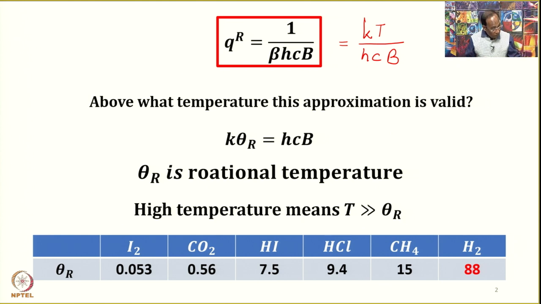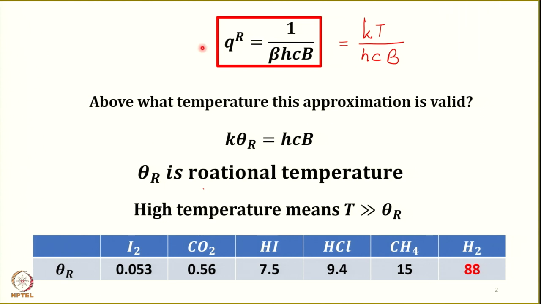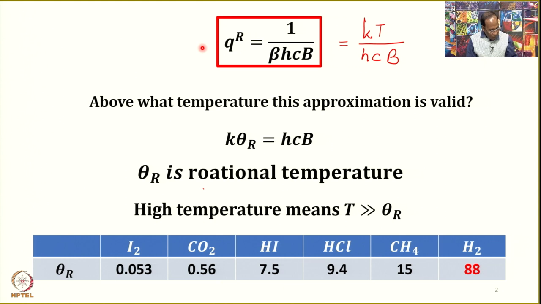We discussed that that temperature is described by rotational temperature, or characteristic rotational temperature, which is given the symbol theta r, and theta r can be calculated from hcB by k. And when do we say high temperature? This expression we can use in the high temperature limit. And what is that high temperature? That is given by when T, the experimental temperature, is much higher than the rotational temperature.